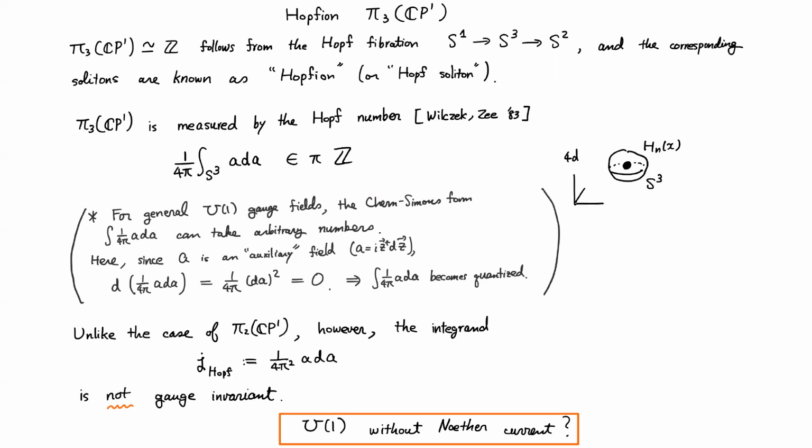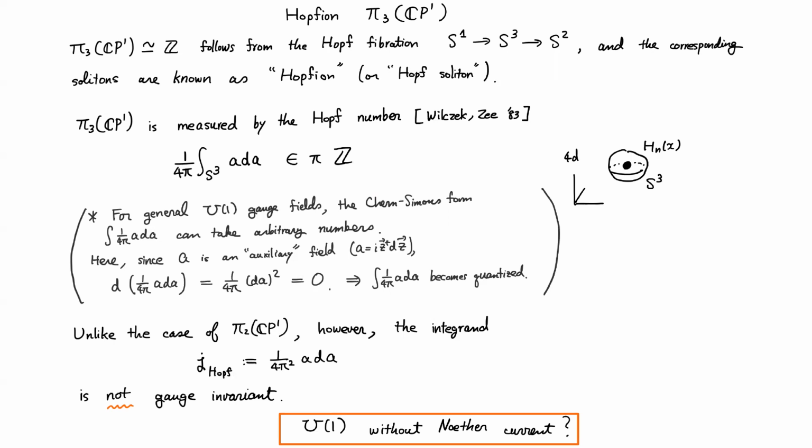And here I want to make a remark that generically, if you just consider the Chern-Simons form for a general U(1) gauge field, this kind of quantization does not occur. But now this U(1) gauge field is an auxiliary gauge field given by this constraint. Because of this, the derivative of this Chern-Simons form, dA squared, turns out to be 0, because the target space is just a two-dimensional sphere, and a 4-form living on a two-dimensional sphere is 0. And because of that, this Chern-Simons form is now topologically conserved. And we can see that this is a quantized number.